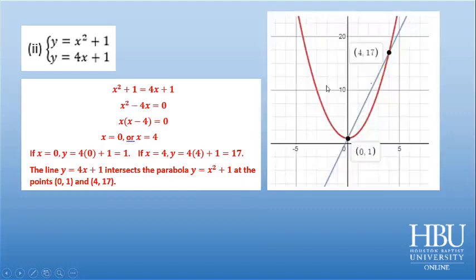Here is the graph. This is the parabola described by the equation y equals x squared plus 1. And here is my straight line, my linear equation, y equals 4x plus 1. And you can see that they do intersect at the point 0, 1 and at the point 4, 17.